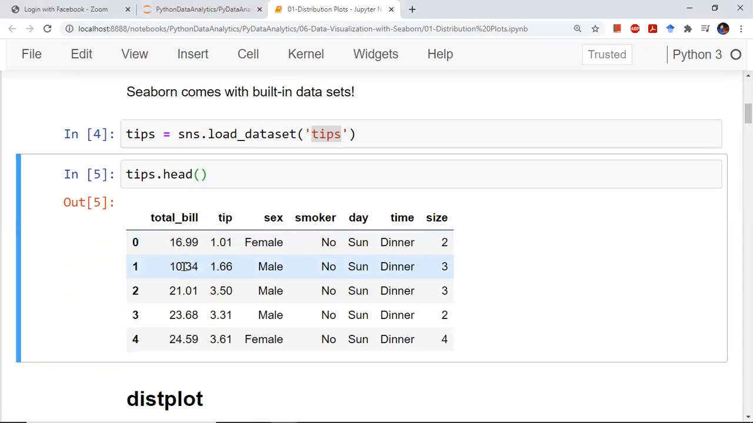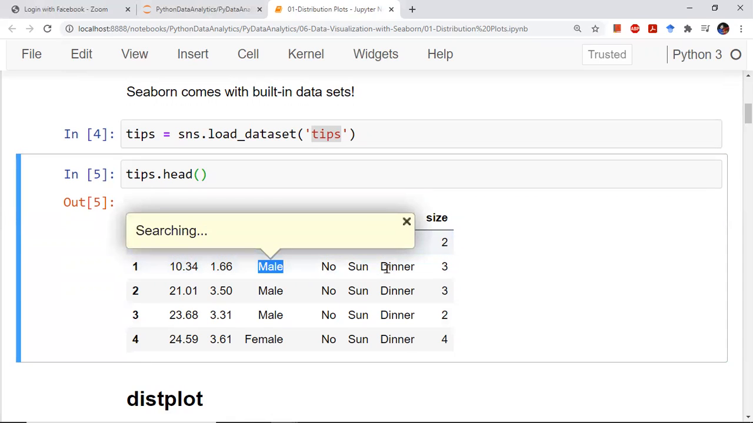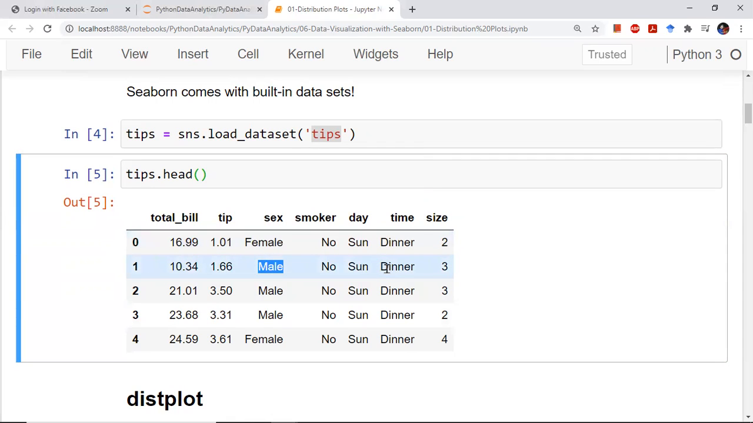In the second row, the total bill was $10.34. He gave a tip of $1.66. The gender was male, and he was not a smoker. He came on Sunday for dinner along with 3 people, so the total size was 3. So this is what my data is.